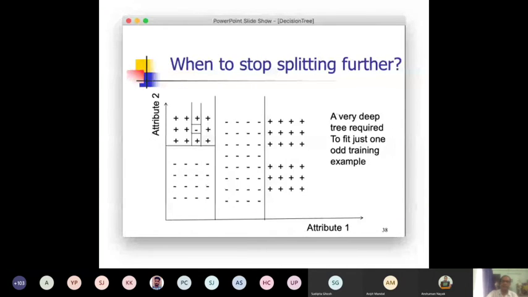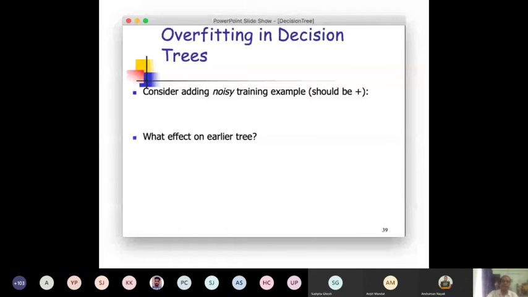I think I will skip this particular diagram. We discussed this part.